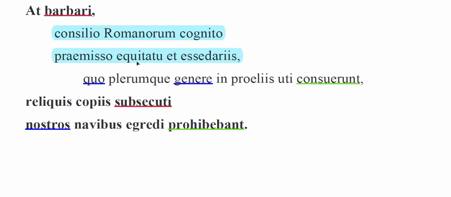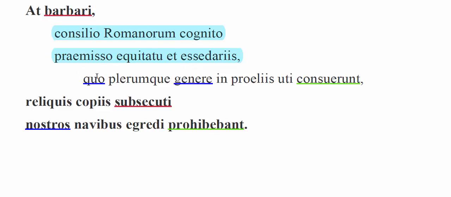Then we come to these ablative absolutes. Literally, with the plan of the Romans having been recognized, so the barbarians have figured out what the Roman plan is, and with having sent forth their horse and chariots. So the Britons, apart from their infantry, are also bringing to the battle cavalry and chariots, and there will be a lot to say about these chariots later.